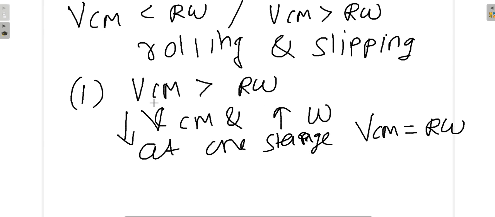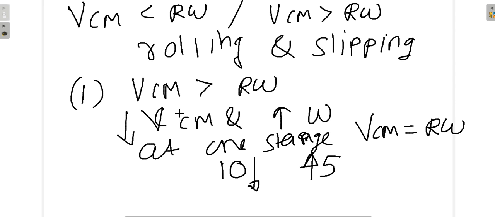So if velocity is more than r omega, this will decrease, this will increase. At one stage both of them will become same. It's very simple to understand. Suppose velocity of center of mass is 10 and the value of r omega is 5. It will so happen that this 10 will go on decreasing, 5 will go on increasing. At one particular stage they will become same.